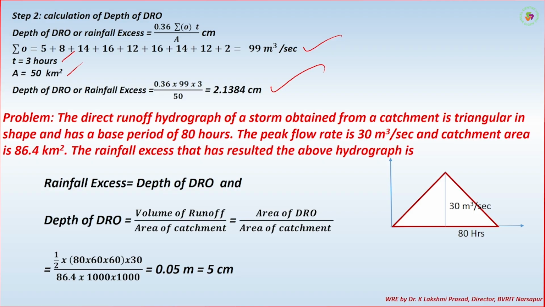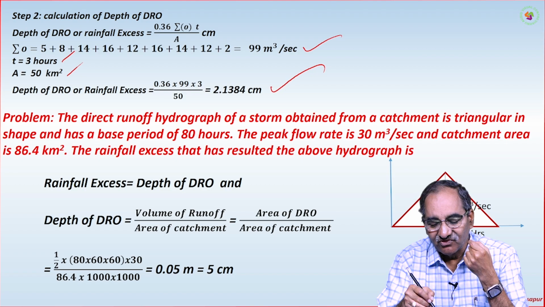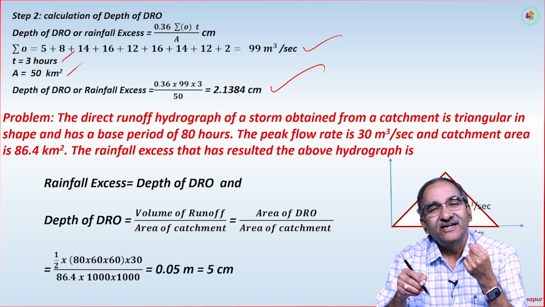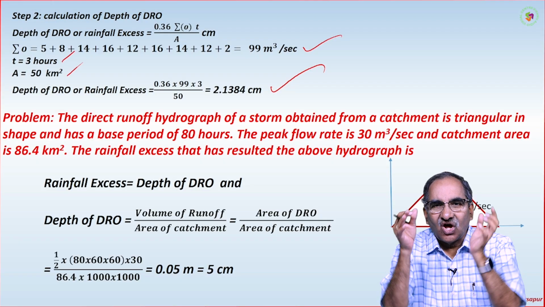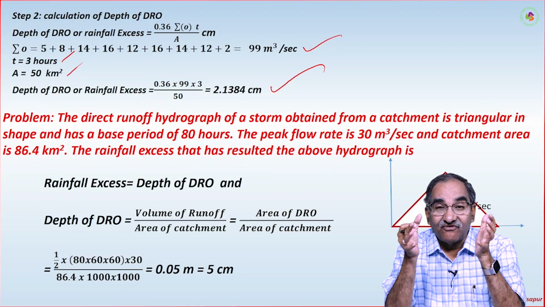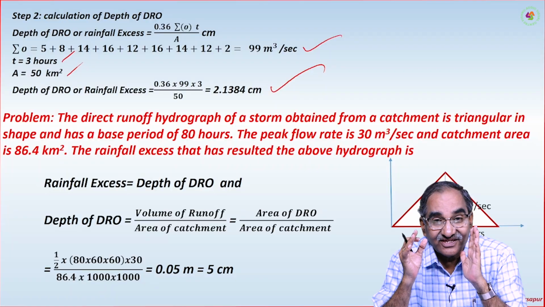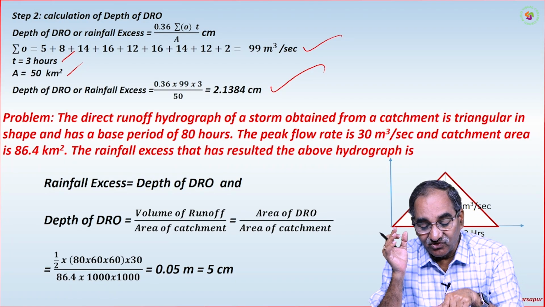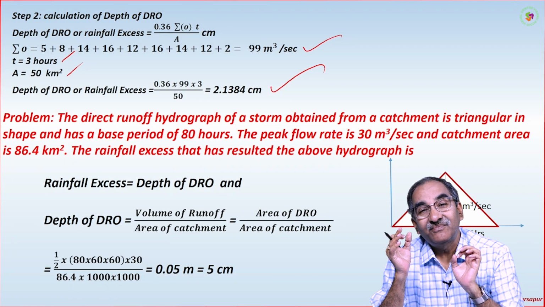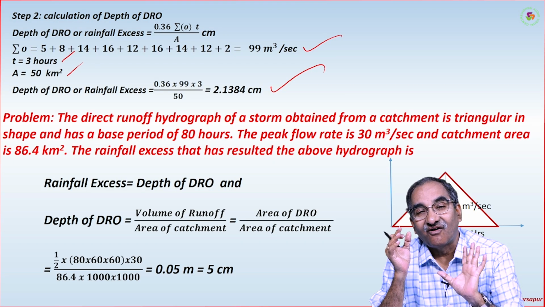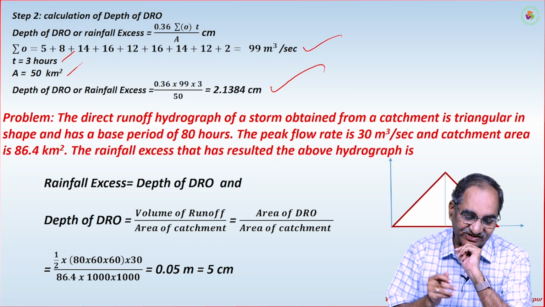So what do you mean by that? What does the answer reflect? Tell me in one sentence. All the direct runoff ordinates put together result in a depth of 2.1384 centimeters of runoff. The entire storm hydrograph that you have been given results in 2.1384 centimeters of depth of direct runoff. This is the wording that you should understand.